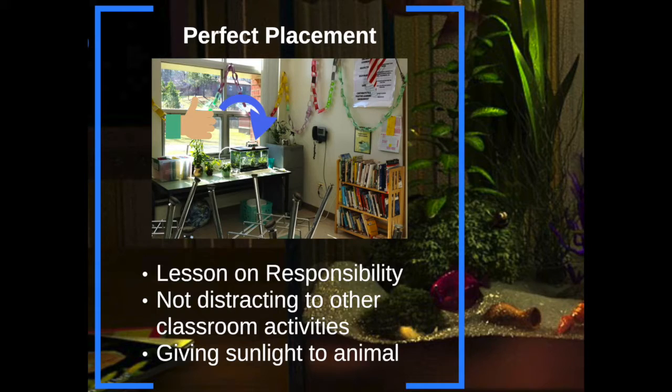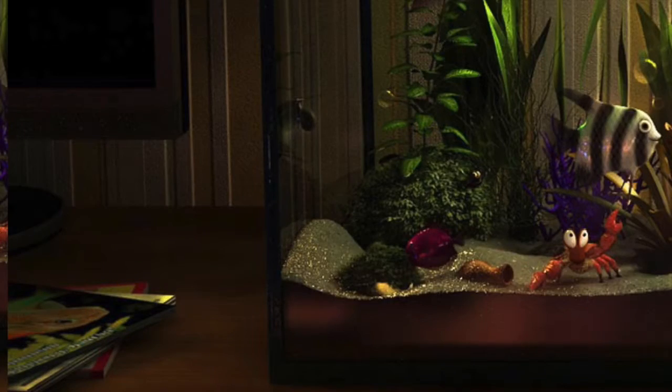As some of us may recall, putting the fish tank on the table space by the window was the best spot because it allowed the fish to have sunlight if needed, it did not distract from the classroom activities, and it demonstrated responsibility of caring for a living animal. Think of the fish tank being placed appropriately in the classroom as a piece of educational technology being integrated in a particular educational environment.